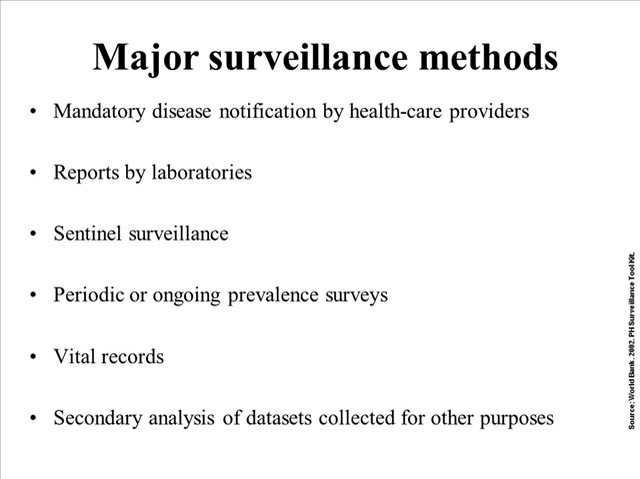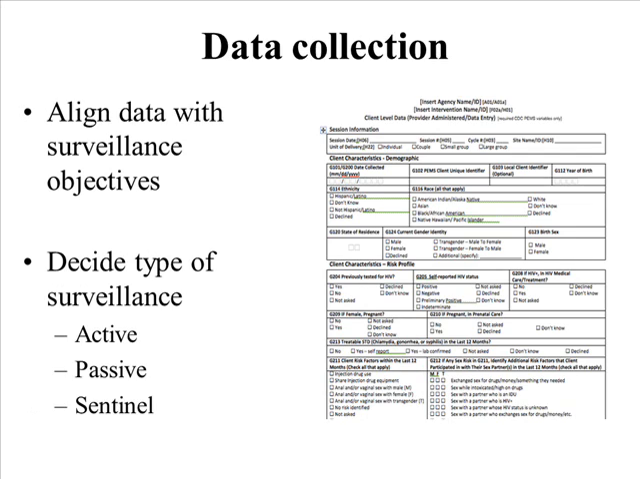Potential data sources include hospital discharges, billing, insurance, emergency rooms, school or work attendance, immunization registries, worksite injury and law enforcement records. Slide 7. Key topics for data collection. You need to align data with surveillance objectives. At the same time, you have to decide the type of surveillance: active, passive or sentinel.